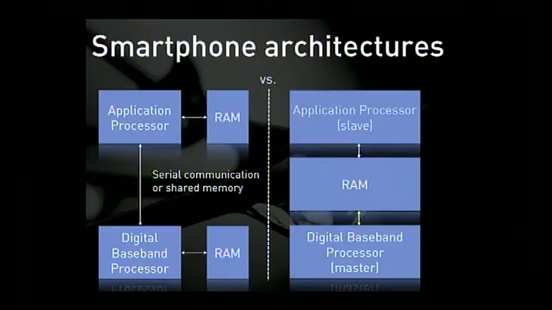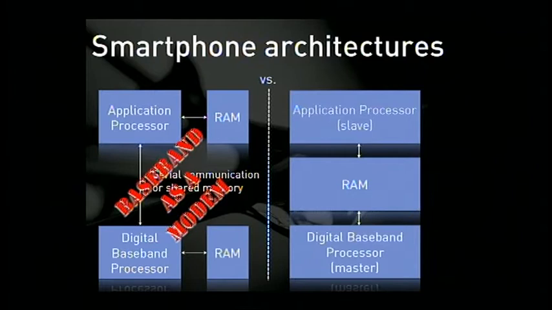On the left-hand side, you see two separate processors which are connected using serial communication or shared memory, a little chunk of shared memory basically, between these two. And both of them have their own chunk of RAM. On the right-hand side, you have an application processor and a digital baseband processor that actually share the same RAM. Interestingly enough, what happened in design was that the chip manufacturers decided to make the digital baseband processor the master in this multi-processor architecture, depending on what design we're talking about. You can have these two in the same chip, or in the same die, or it can be two dies as well, but nonetheless it can communicate to the same RAM. But in most cases, it will be the same chip that communicates with the same RAM. So the left-hand side is called baseband as a modem, and the right-hand side is called shared memory architecture.